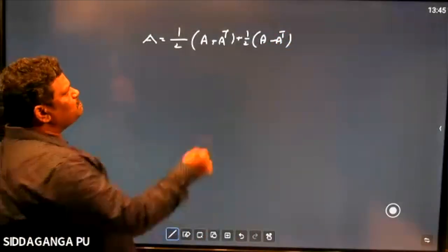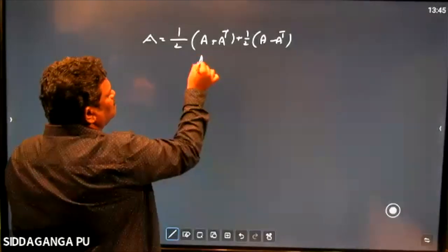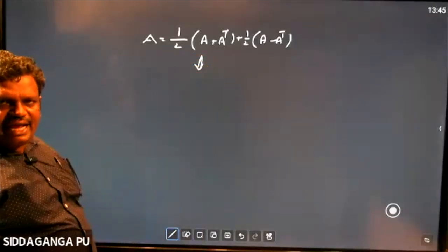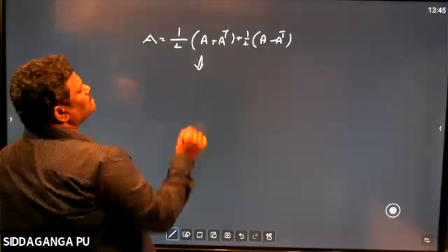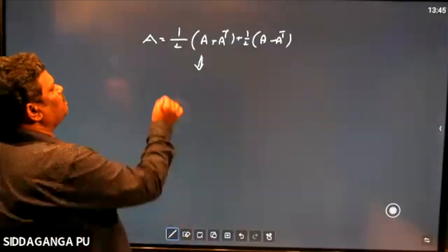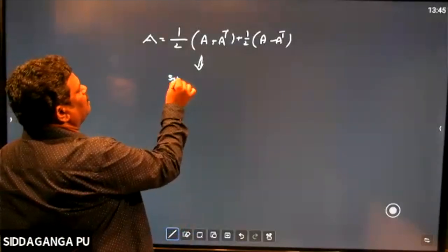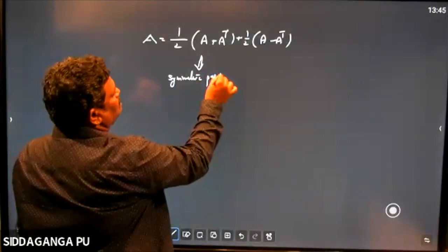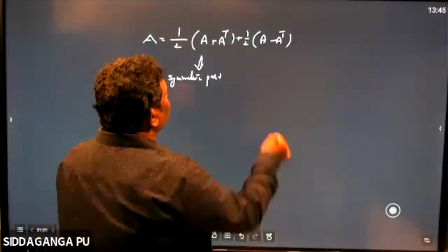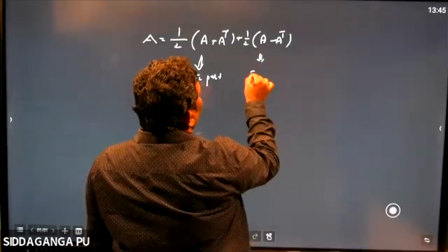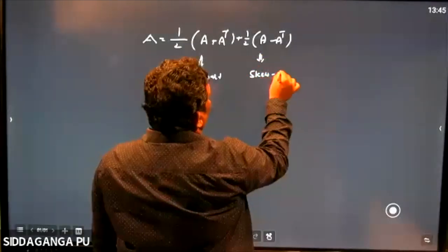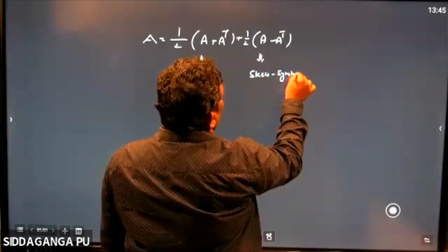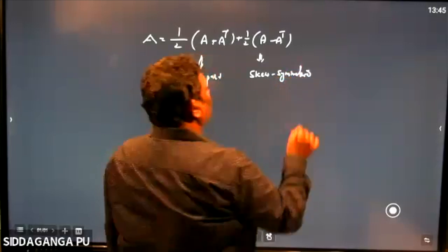Okay, so now which part is which? This one, half into A plus A transpose, is called the symmetric part. And this part, half into A minus A transpose, is called the skew symmetric part. Okay?